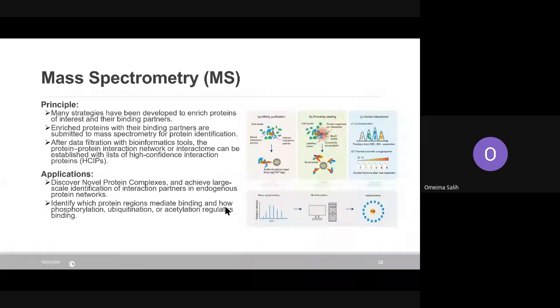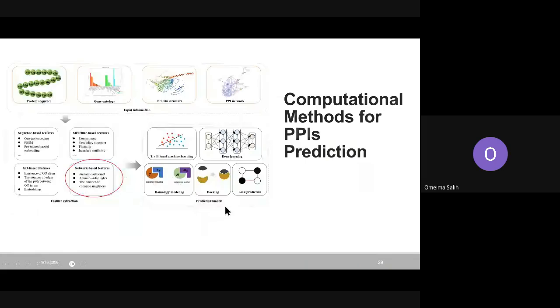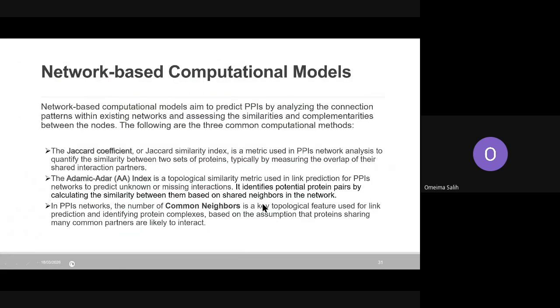It gives you more information about the type of network. The common neighbors measure is a key topological feature used for link prediction and identifying protein complexes, based on the assumption that proteins sharing many common partners are likely to interact. So this is very important for predicting the network-based functions of a protein.